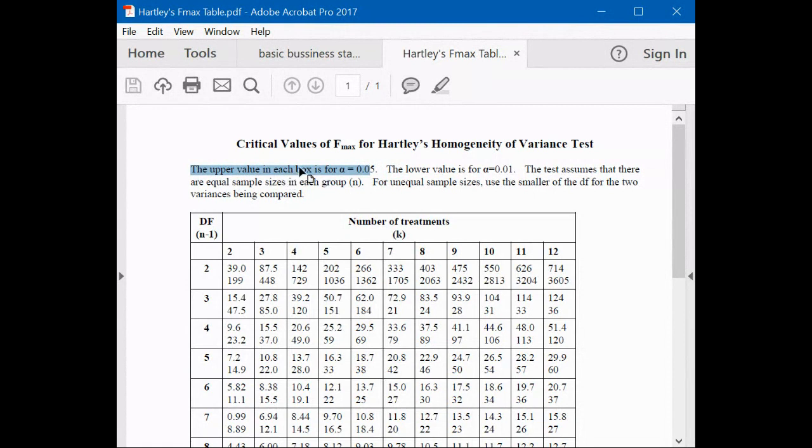The upper value in each box is for 5%, and the lower value in each box is for 1%.